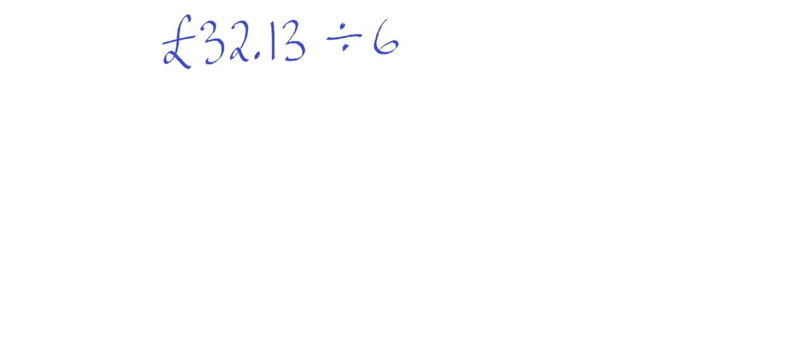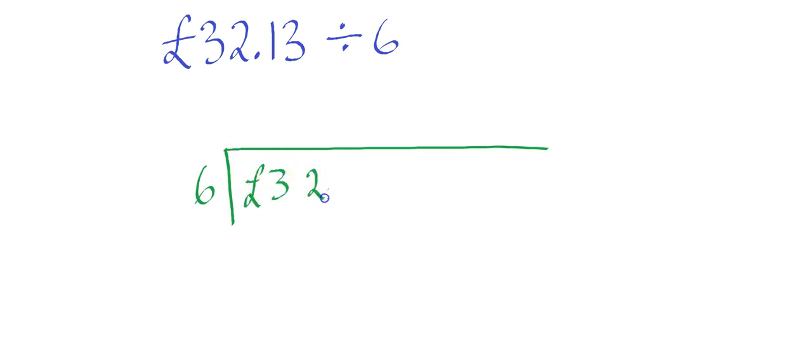Here we have a problem of £32 and 13 pence divided by 6. So first job is to put it into a format where I can do some working. So I'll put the 6 out there and the amount inside, 32.13, and you can see I'm spreading out my digits, so it gives me a bit of room to work. And I'll add in a couple of zeros just in case I need them.